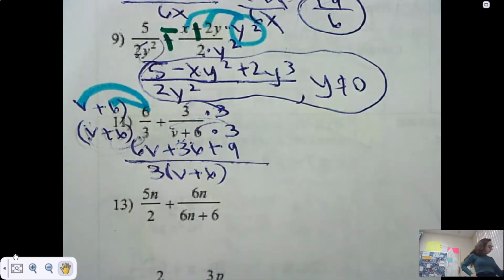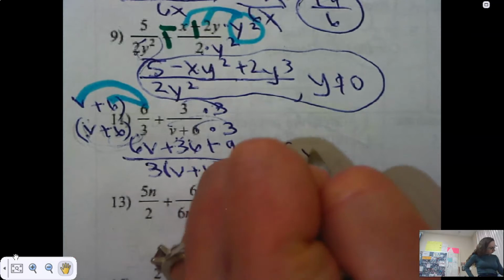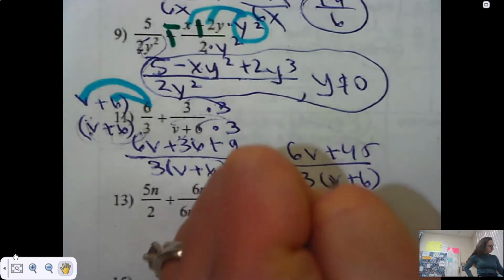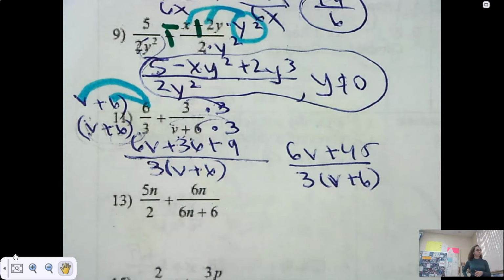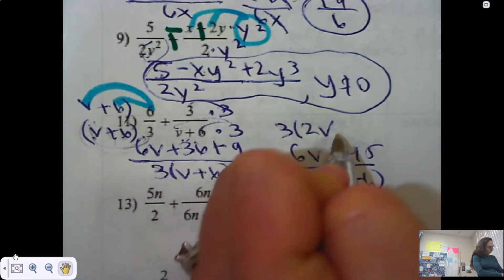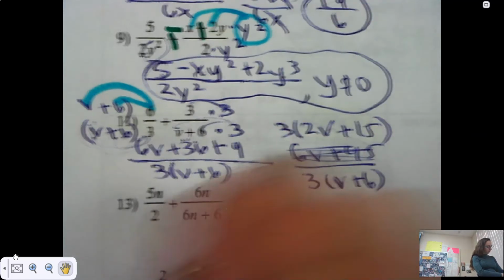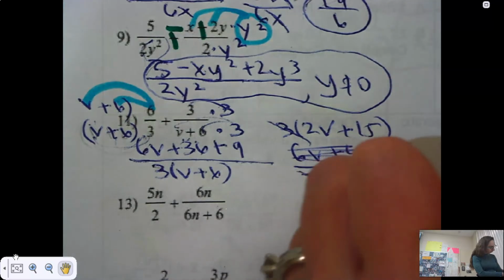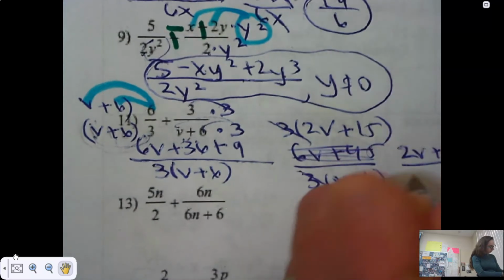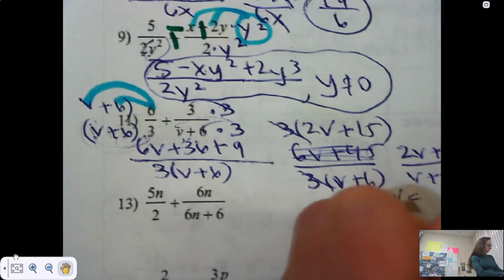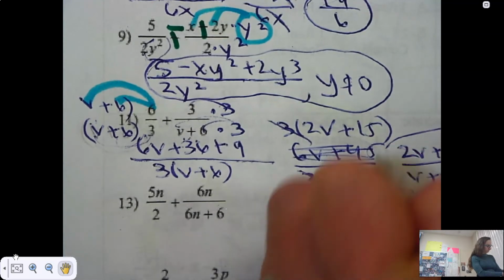Now I look to see, can I simplify? I sure can. 6v plus 45 over 3v plus 6. Do not multiply the bottom. Keep it factored, because after you're done, you have to see if you can simplify. I can take out a 3: 2v plus 15. Now, 3 on top, 3 on bottom. Bye-bye. I'm left with 2v plus 15 over v plus 6. What's the restriction? v cannot equal negative 6.